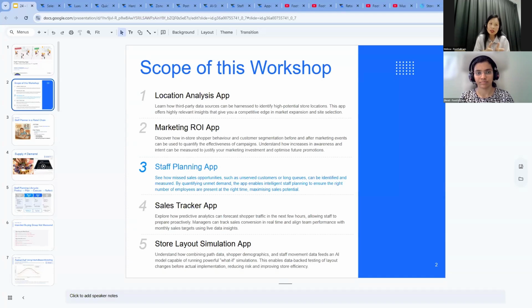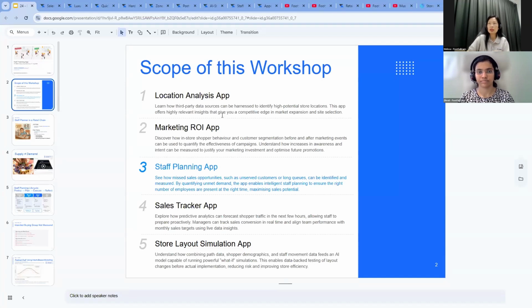And for the first time, we're able to measure unmet demand, meaning customers who were willing to buy but walked away unserved. This feedback loop powers smarter and more scientific planning. We'll talk in depth today, but I just want to briefly cover what other apps we have as well.